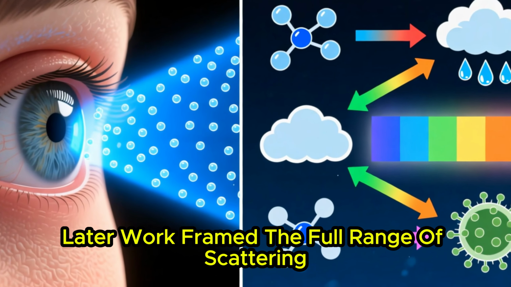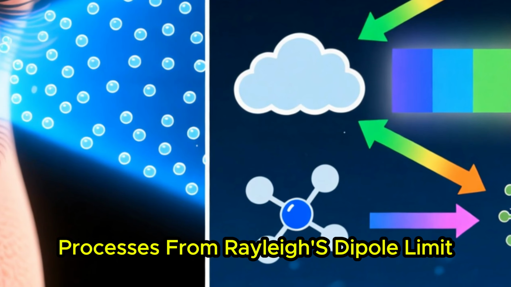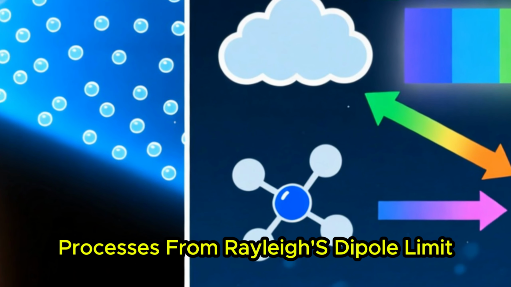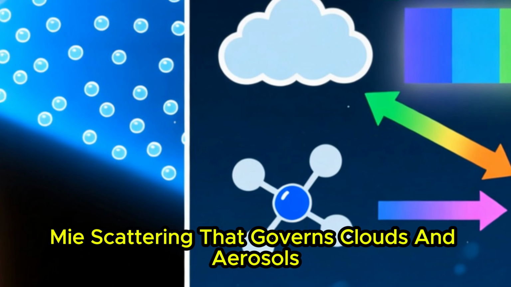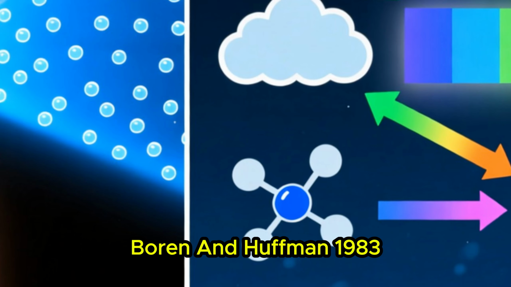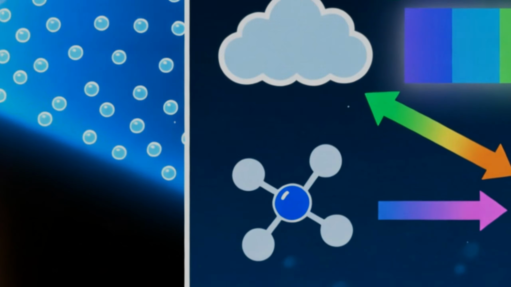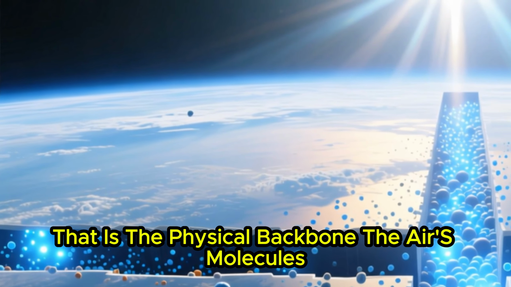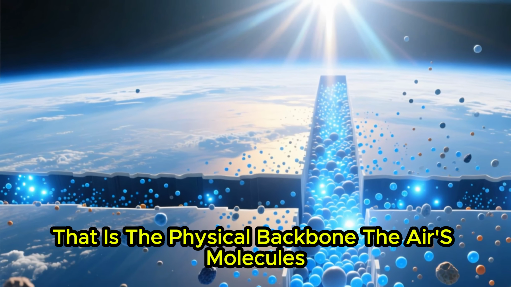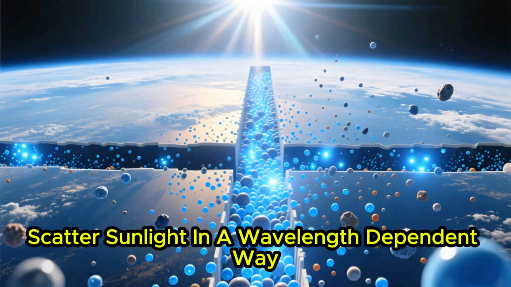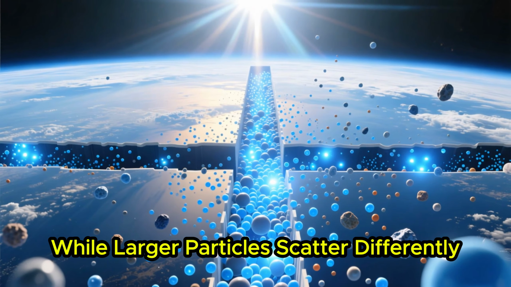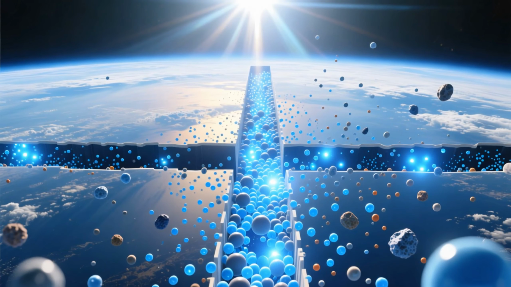Later work framed the full range of scattering processes, from Rayleigh's dipole limit to the more complex Mie scattering that governs clouds and aerosols, Bohren and Huffman, 1983. That is the physical backbone. The air's molecules scatter sunlight in a wavelength-dependent way, while larger particles scatter differently.